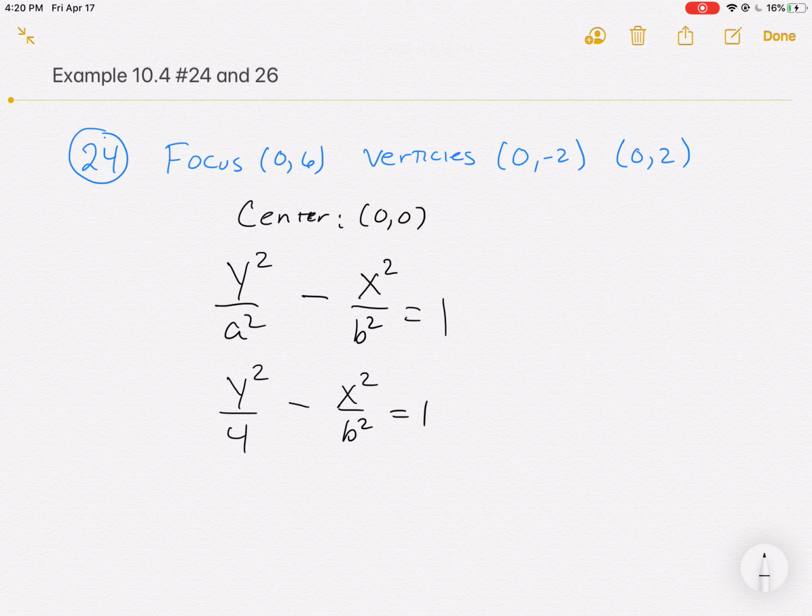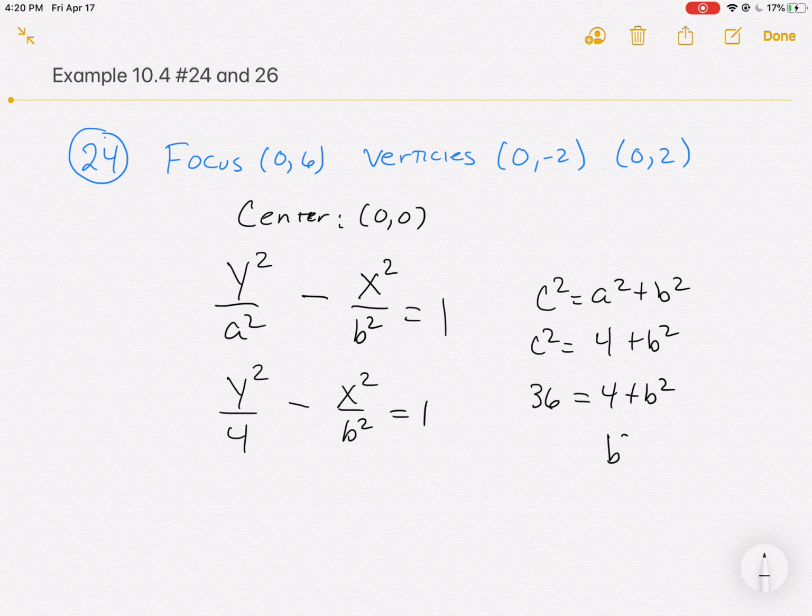And so how are we going to get b squared? No problem. We know that c squared is equal to a squared plus b squared, so c squared is equal to 4 plus b squared. But I stopped for a moment because we know what c is. c is the distance from the center to the focus point, so it's 6. So c squared is 36. 36 is equal to 4 plus b squared. So what's b squared? b squared is equal to 32. And so we have a nice 32 working out there.